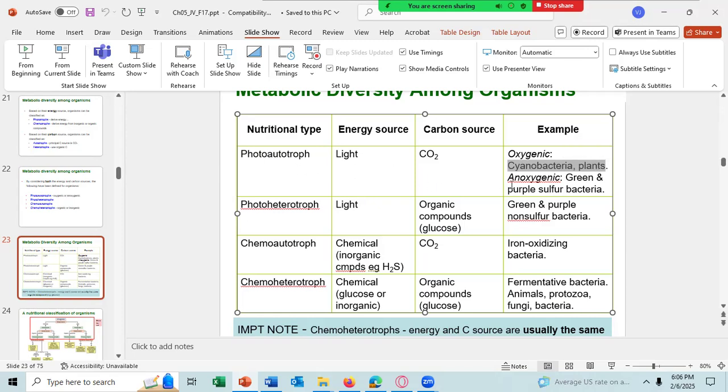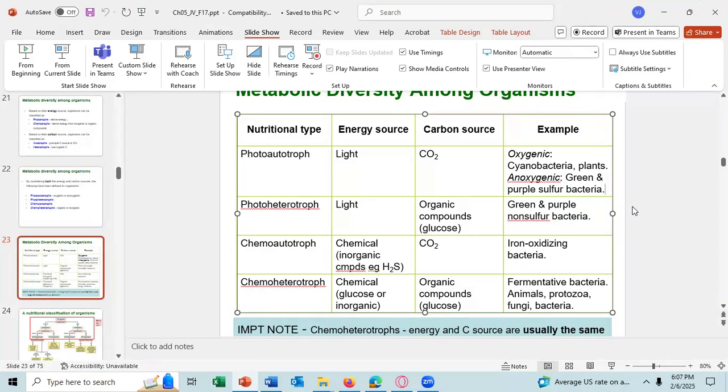You can have anoxygenic photoautotrophs. The green and the purple sulfur bacteria are photoautotrophs, but they do not make oxygen, so they're anoxygenic. I'm going to guess that nobody in class has ever heard of the green and purple sulfur bacteria. Is that correct? Anyone ever hear of them? The point is you do not need to know the green and the purple sulfur bacteria. Any question about any of that?